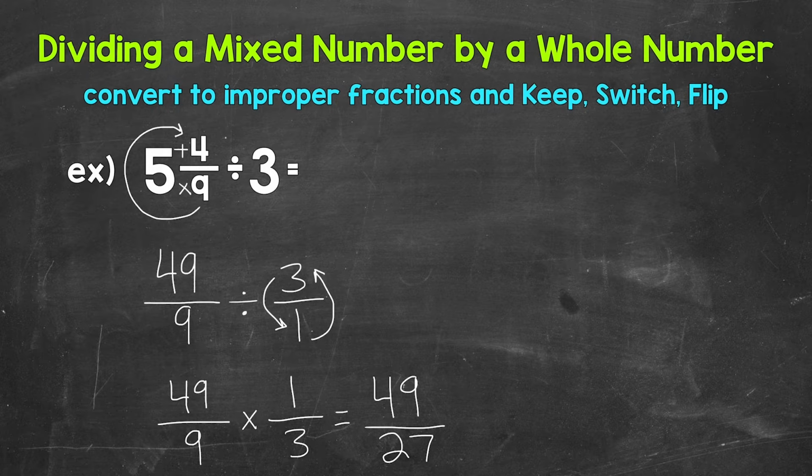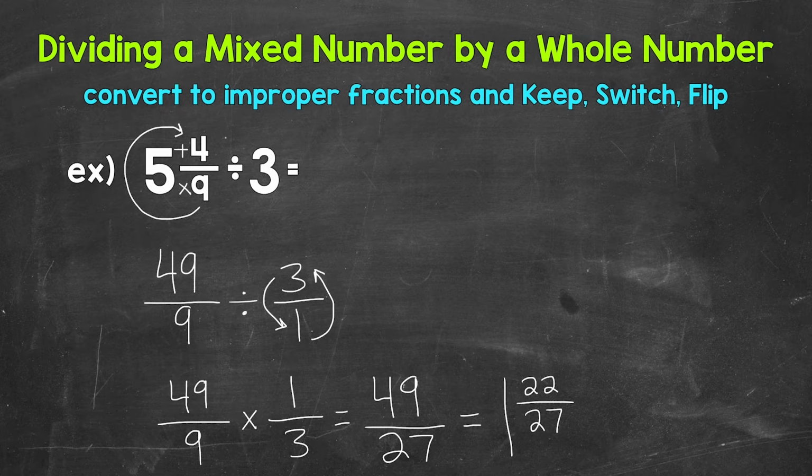So let's convert it to a mixed number. We do that by dividing the numerator, 49, by the denominator, 27. So 49 divided by 27. How many whole groups of 27 in 49? Well, 1. Now we don't hit 49 exactly. We have a remainder of 22. That is the numerator of the fractional part of the mixed number. And then we keep the denominator of 27 the same. So we end up with 1 and 22/27.